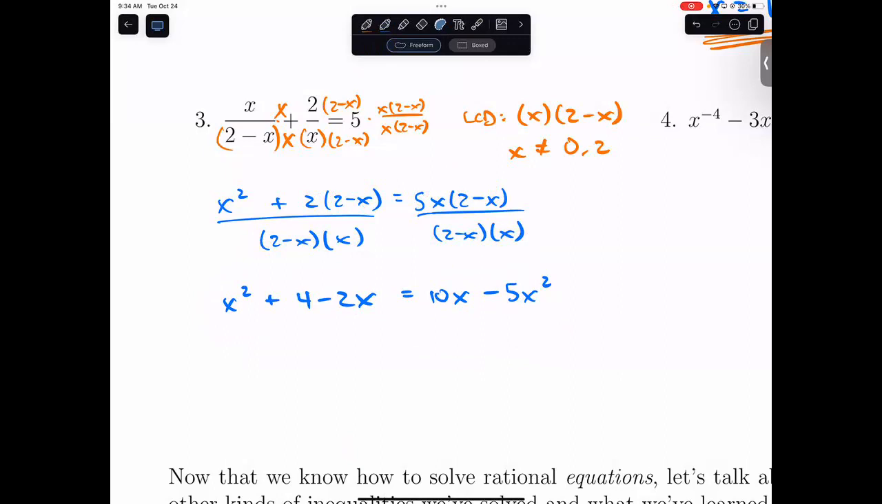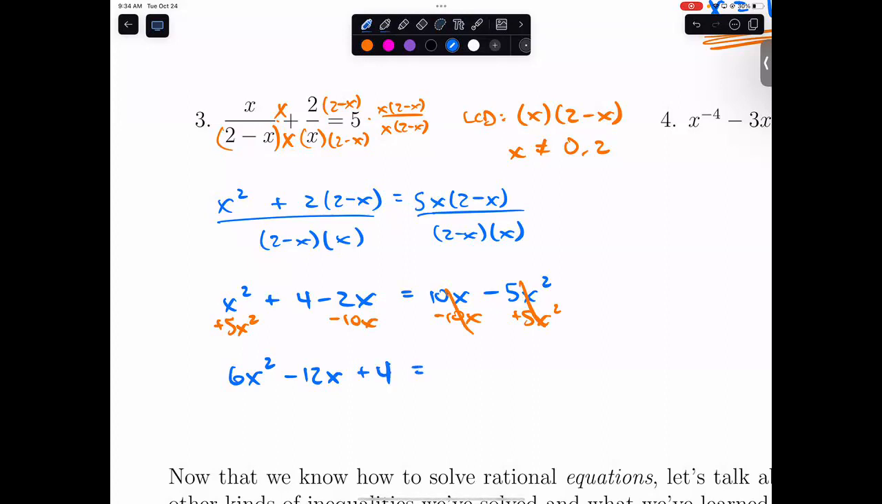Okay. Now what? It's quadratic. So get everything to one side. Yep. So I'm going to subtract 10x. I'm going to add 5x squared to clear out the right-hand side. So 6x squared minus 12x plus 4 equals 0.